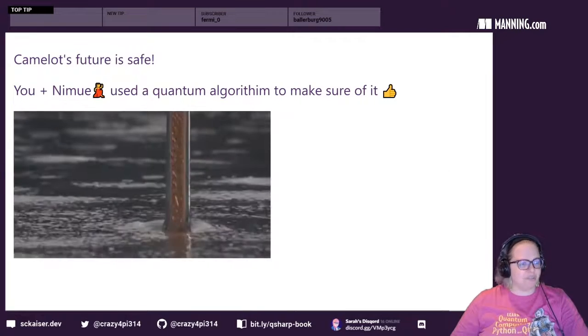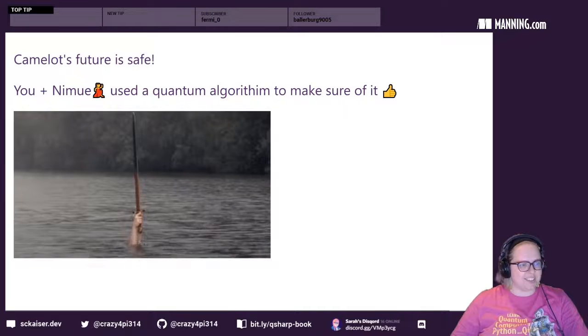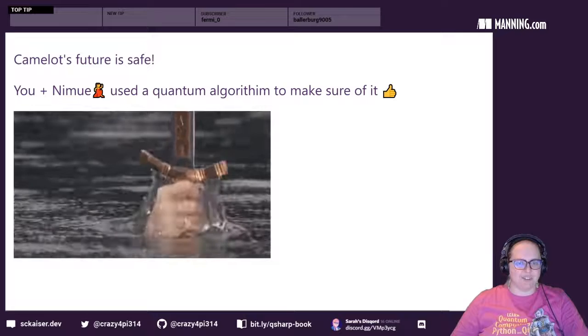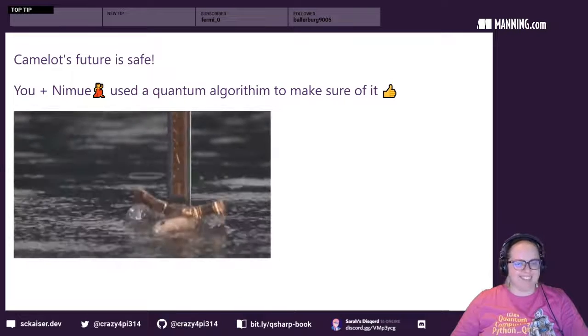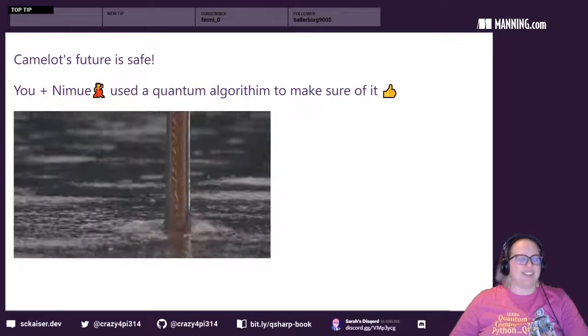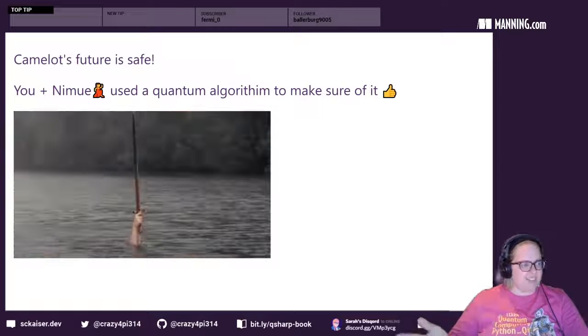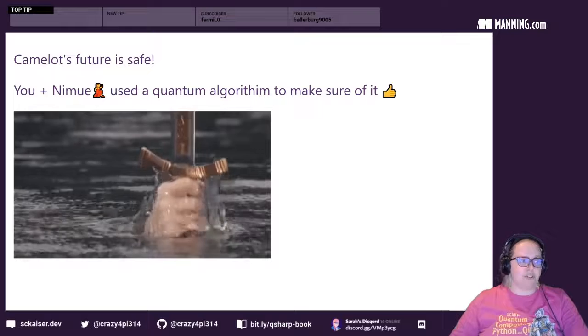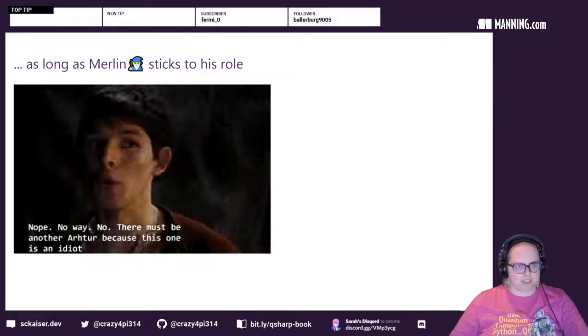So we have verified that Camelot's future is safe, and Nemune wrote a quantum algorithm to make sure of it. Also, Nemune is the Lady of the Lake. She was the person guarding Excalibur in the lake, prior to King Arthur getting it, assuming that Merlin is still willing to do his job.